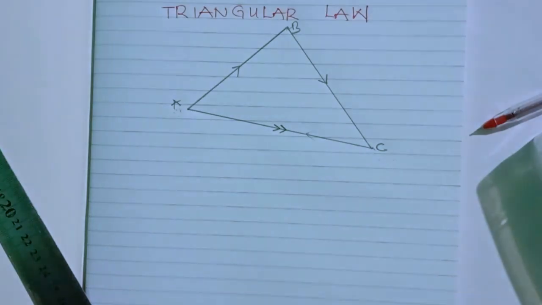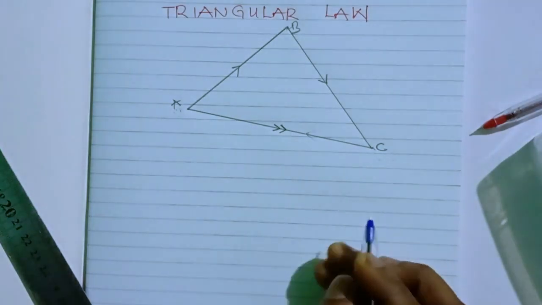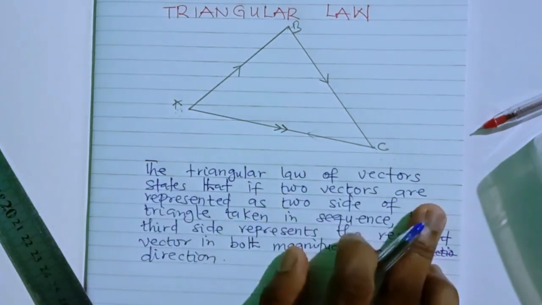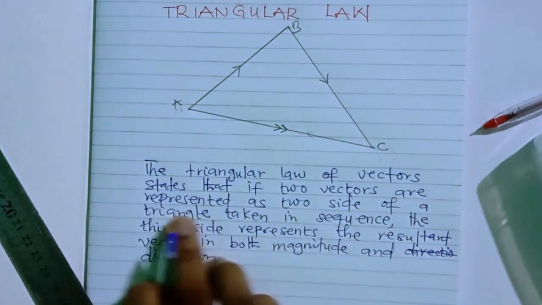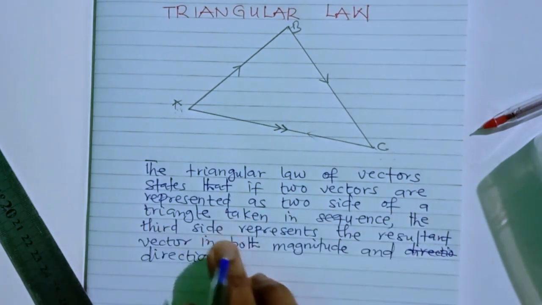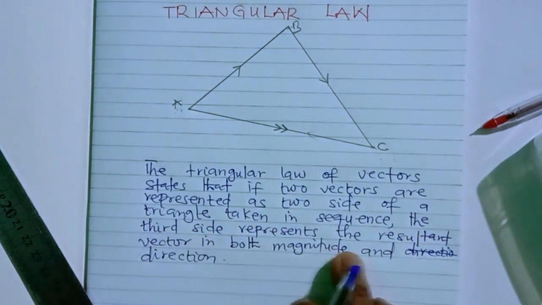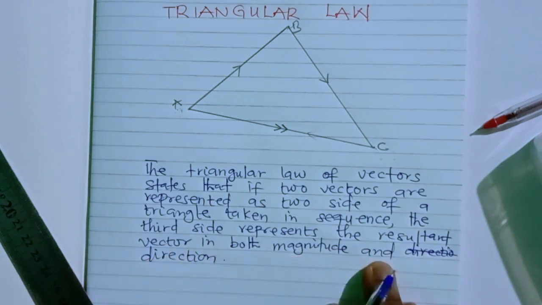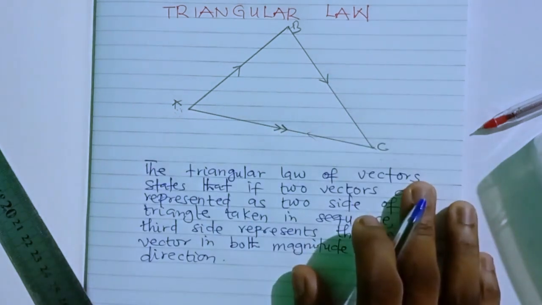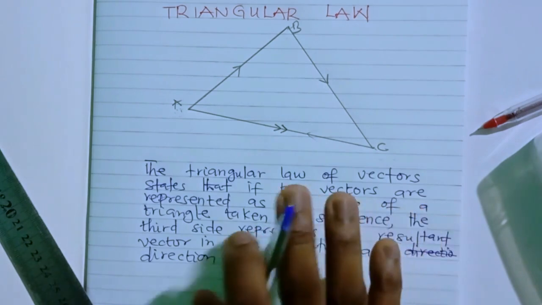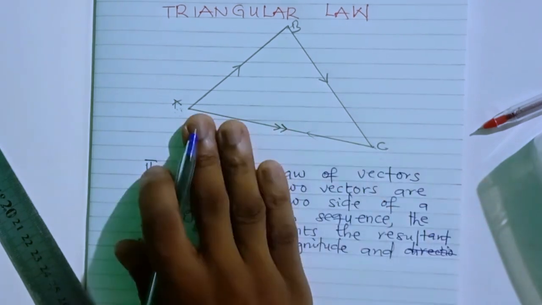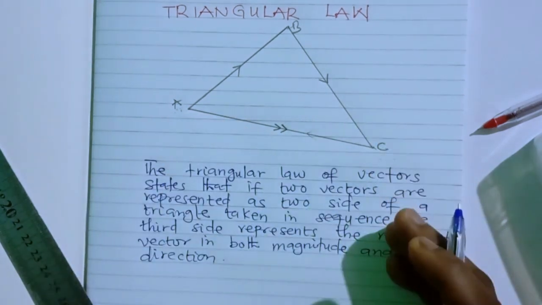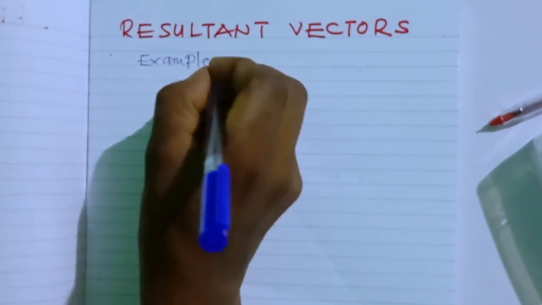In case you want to state the triangular law of vectors, the triangular law of vectors states that if two vectors are represented as two sides of a triangle taken in sequence, the third side represents the resultant vector in both magnitude and direction. So the triangular law can simply be used to find the resultant of two vectors. You can't do more than two vectors, it can only be used to find the resultant of two vectors. Let's take a question on this.